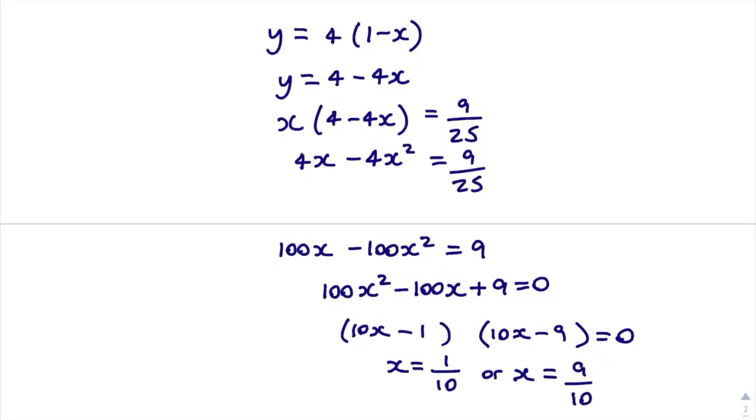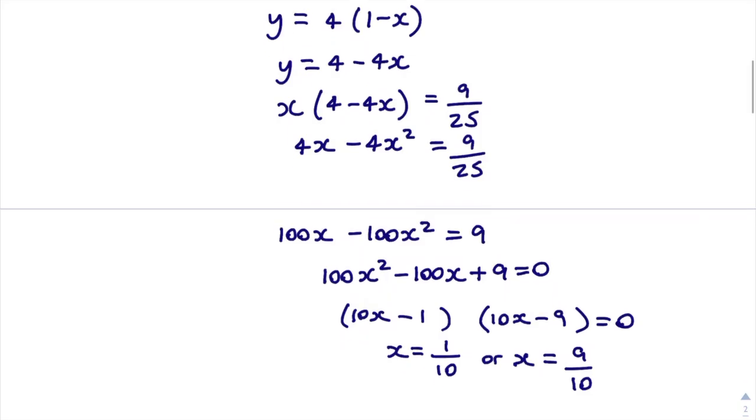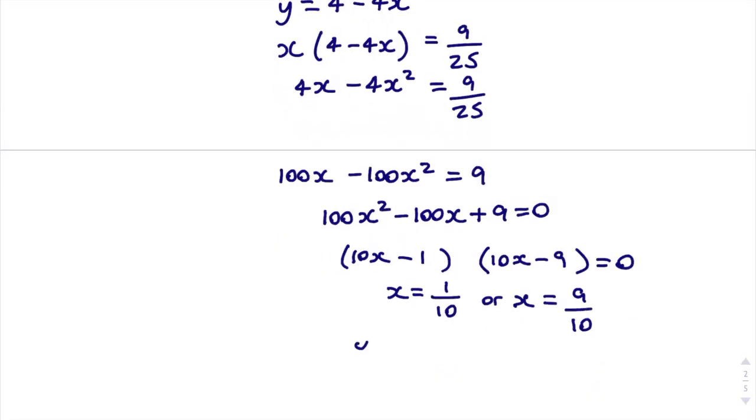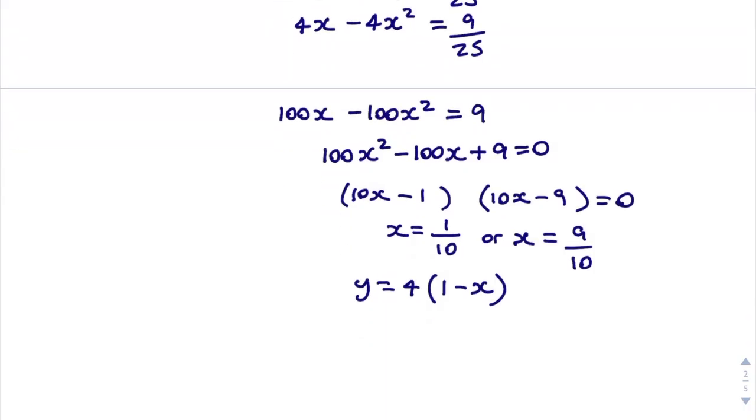Now, using these values for x, we can work out our corresponding values for y. So if we use the formula y equals 4 minus 4x, which is the same as y equals 4 all multiplied by 1 minus x. I think that's going to make it a little bit easier. Well, when x is 1/10, that's going to be y equals 4 multiplied by 1 minus 1/10, which is 9/10.